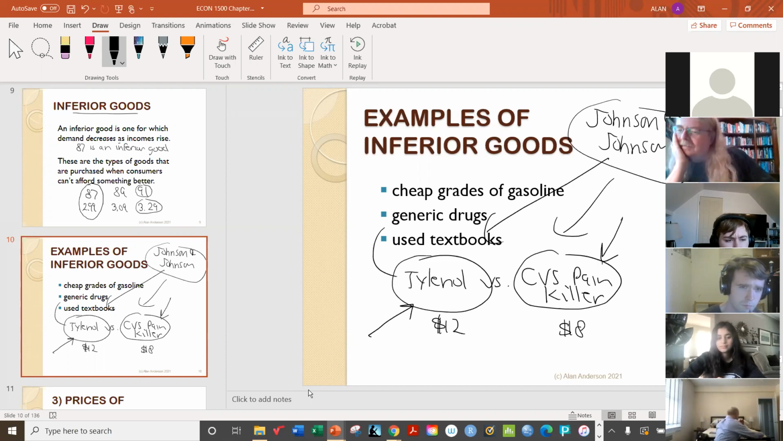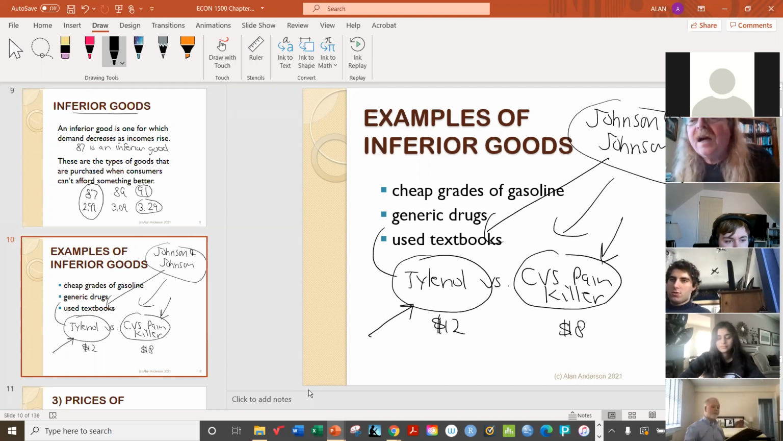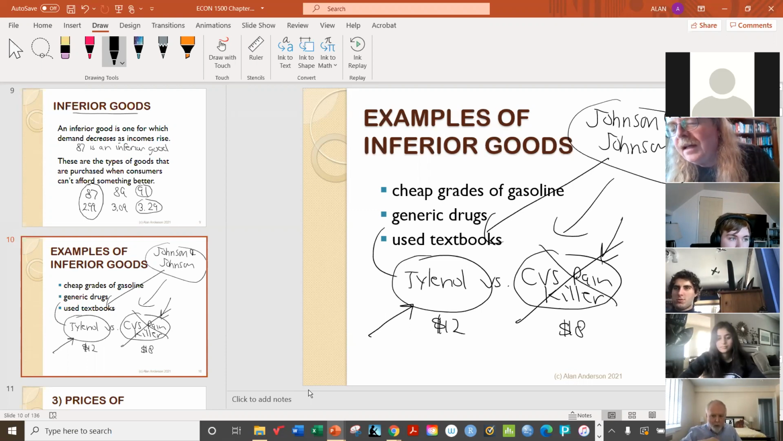Why? Because they want a bigger market share. The college students who can't afford the Tylenol will buy the CVS painkiller. If that wasn't available to them, they probably would go without it and have a headache. So by having another alternative that appeals to people with lower incomes, the Johnson & Johnson company can get revenues from both markets. It's not only not costing them money, it's actually helping them earn more money.